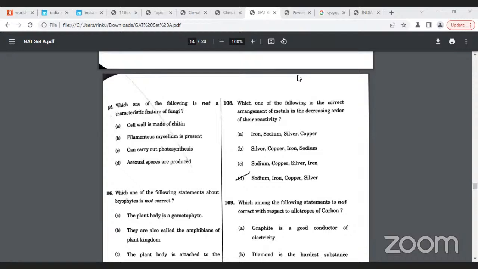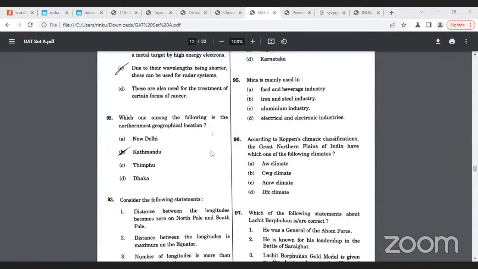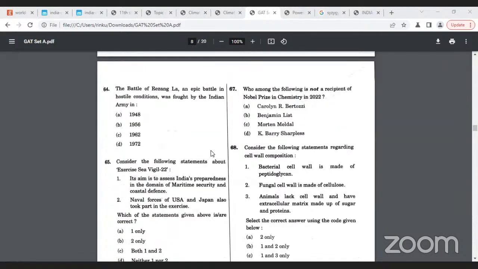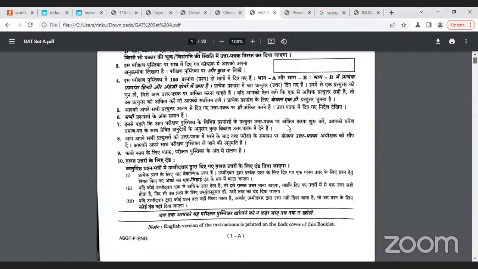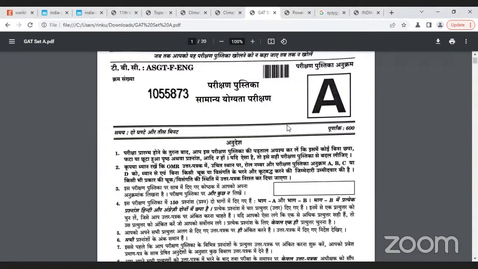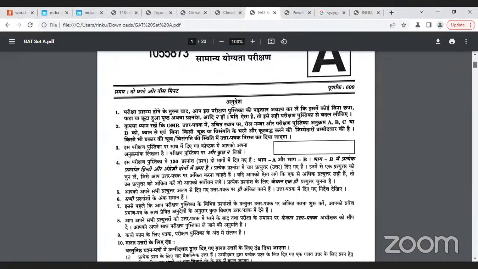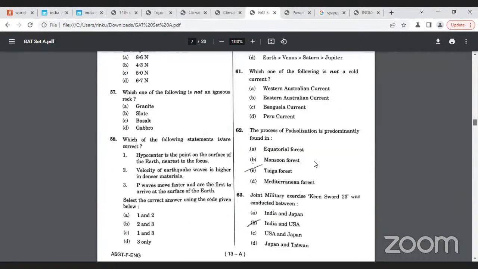We are ready to discuss the paper. In a moment, let's bring ourselves to this. This is set A, the one that we are discussing. That is set A for the GAT paper. Good evening, everyone. Let me introduce myself. My name is Rinku, and we are going to be discussing questions for the GAT section of the NDA entrance, and we are discussing questions from set A. Just the geography part of it. Here we are.